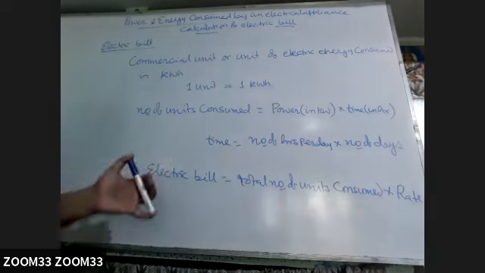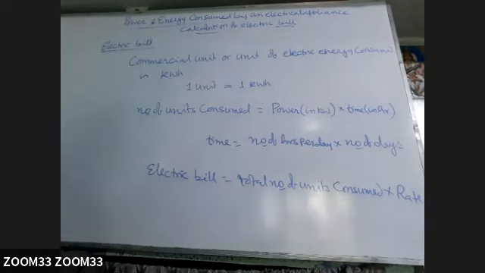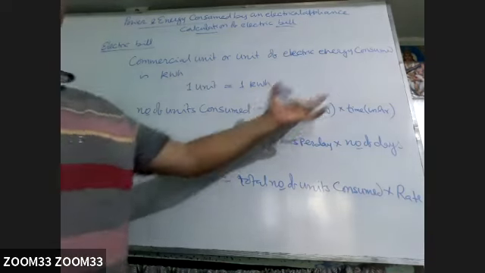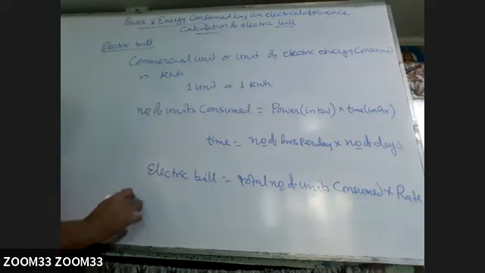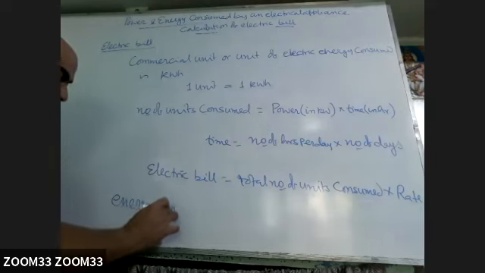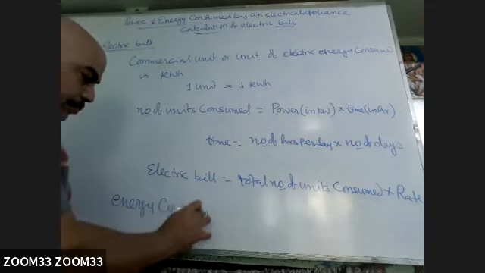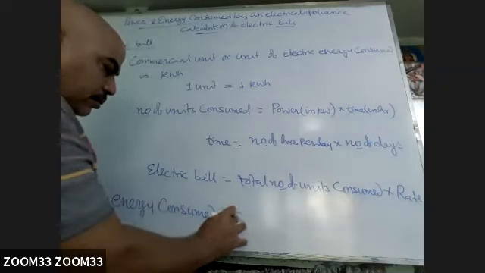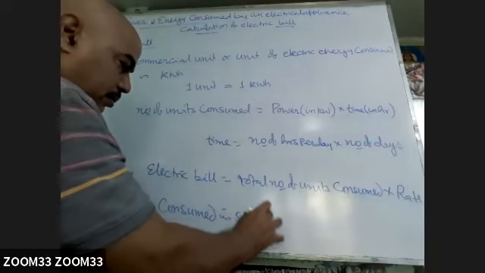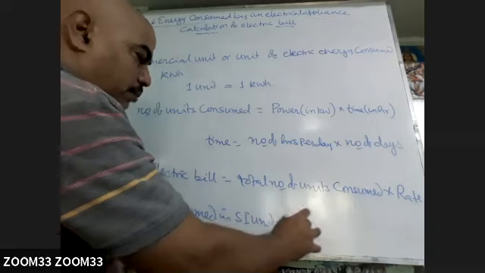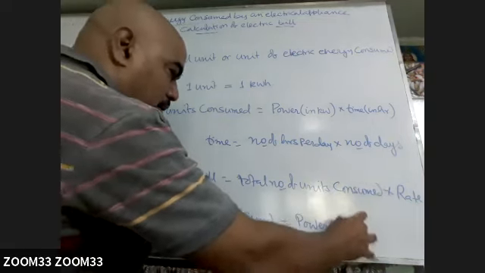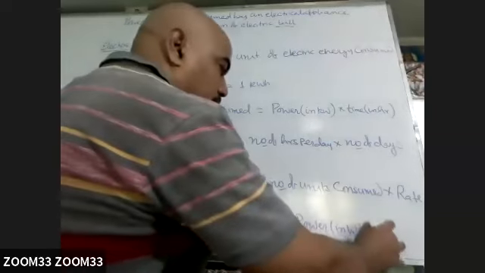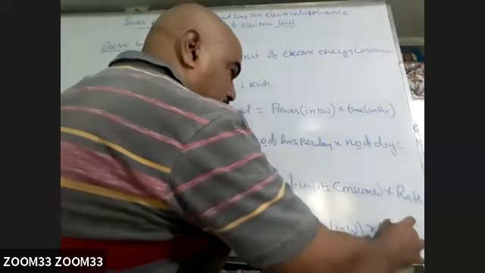If you are asked to find the energy consumed in SI unit, then power will be taken in watt, time will be taken in second. So if not in electric bill, if you are asked energy consumed in SI unit, then we have to take power in watt and time in second.